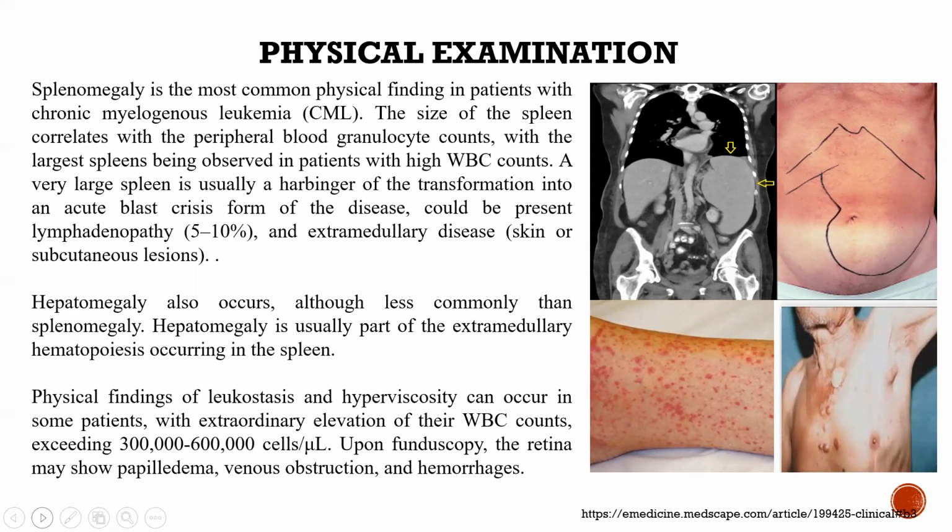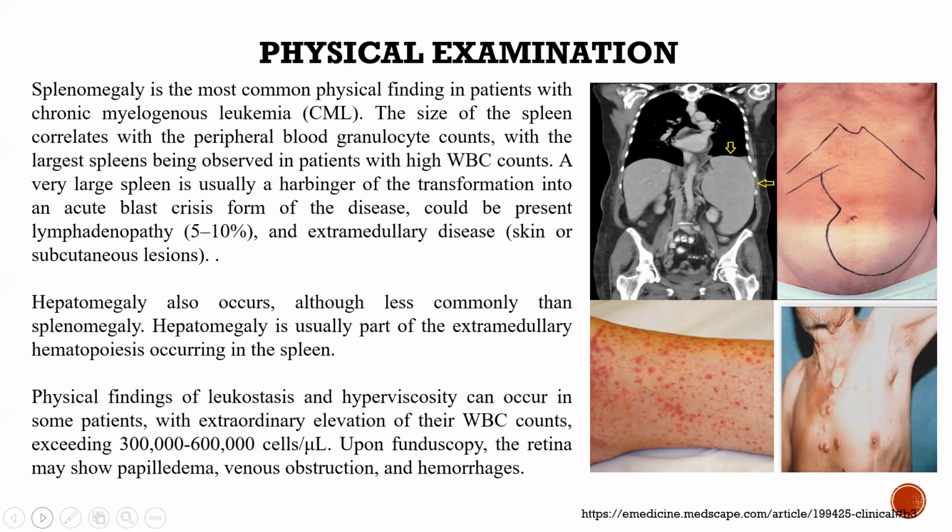Splenomegaly is the most common physical finding in patients with chronic myelogenous leukemia. The size of the spleen correlates with the peripheral blood granulocyte count, with the largest spleen being observed in patients with a high white blood cell count. A very large spleen is usually a harbinger of transformation into the acute blast crisis form of the disease and could be present with lymphadenopathy and extramedullary disease, meaning leukemic cell appearance in the skin or subcutaneous lesions.